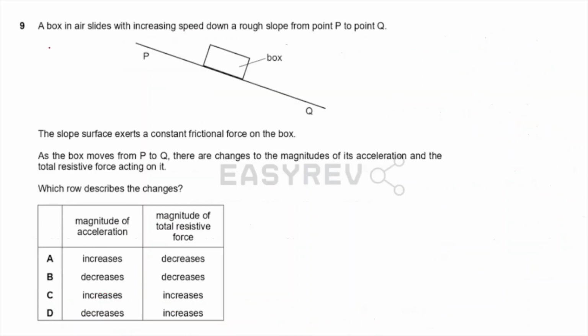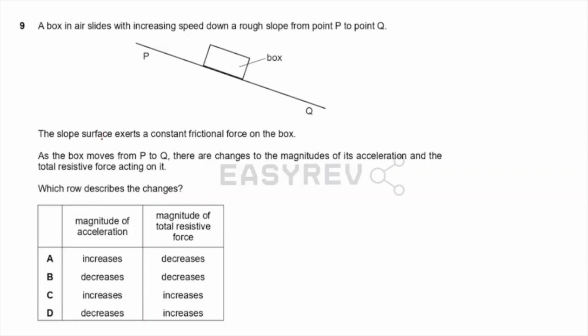A box in air slides with increasing speed down a rough slope from point P to point Q. The slope surface exerts a constant frictional force on the box. As the box moves from P to Q, there are changes to the magnitudes of its acceleration and the total resistive force acting on it. Which row describes the changes?